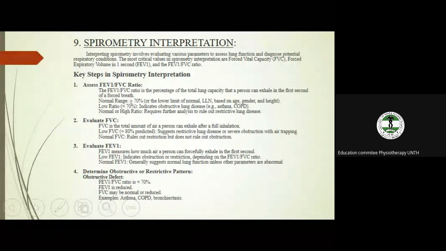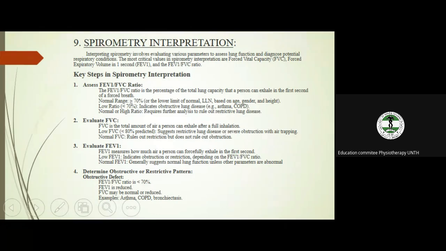Then spirometry interpretation. Interpreting spirometry involves evaluating various parameters to assess lung function and diagnose potential respiratory conditions. The most critical values in spirometry interpretation are the forced vital capacity, FVC, forced expiratory volume in 1 second, FEV1, and the FEV1/FVC, the percentage, the ratio.